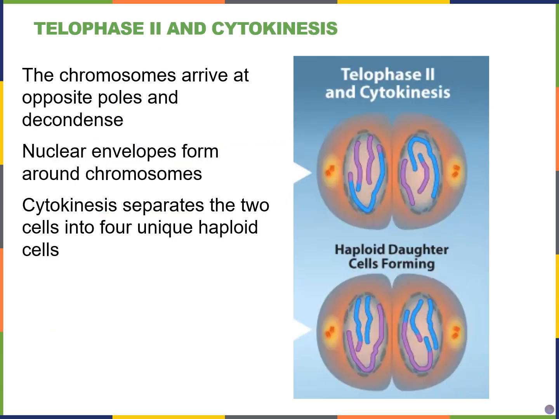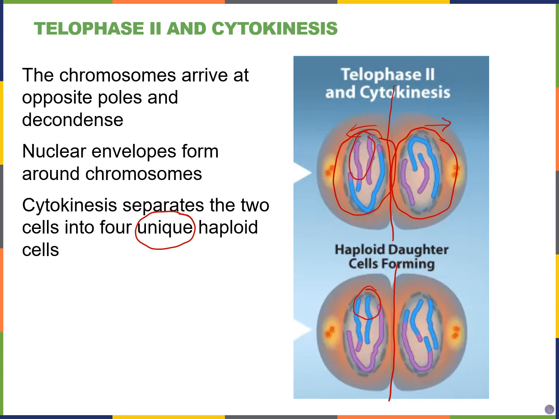So at the end of telophase 2, the chromosomes have arrived at the opposite poles. They're going to decondense, and the nuclear envelope will reform around the chromosomes. And in cytokinesis, the cells will be separated into a total of 4 unique haploid cells. Remember, the 4 cells are unique because of crossing over that happened in prophase 1 and because of independent assortment that happened in metaphase 1, allowing the cells to only carry either mom's version of a chromosome or dad's version of that chromosome.